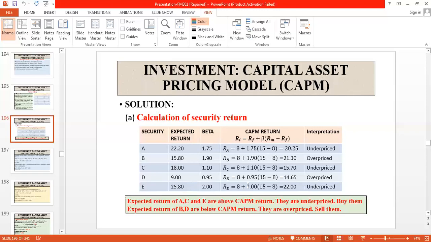So from this table, we can conclude that the expected returns of A, C, and E are above CAPM. They're underpriced, so buy them. And B and D are performing below CAPM return, so they are overpriced. Sell them. This will definitely improve our portfolio return.